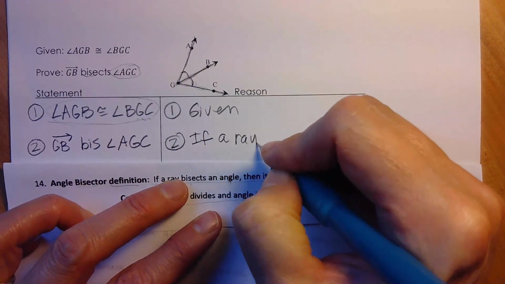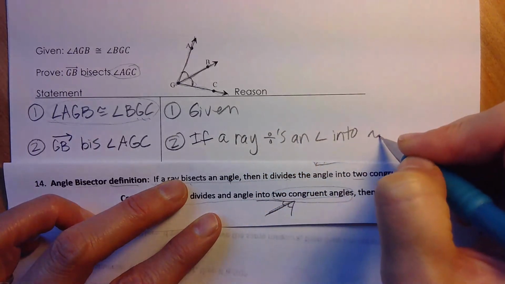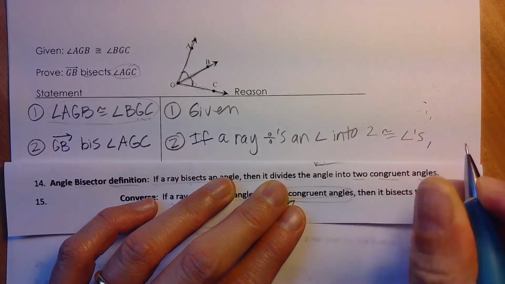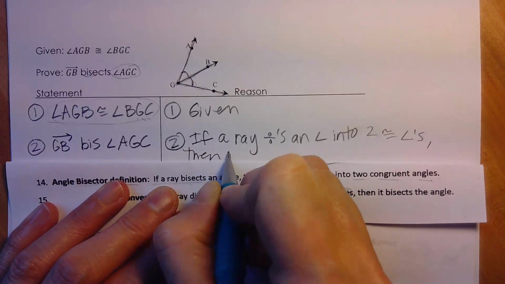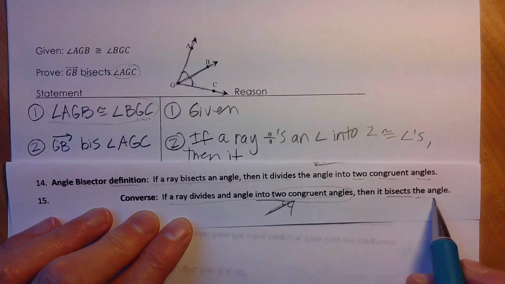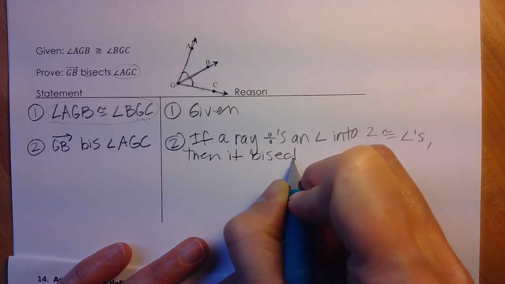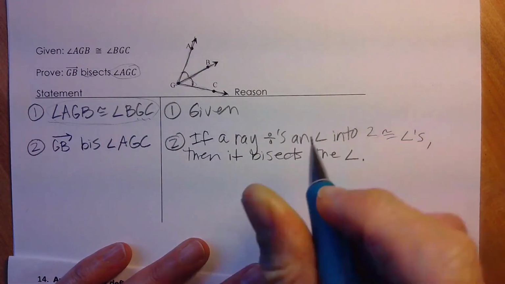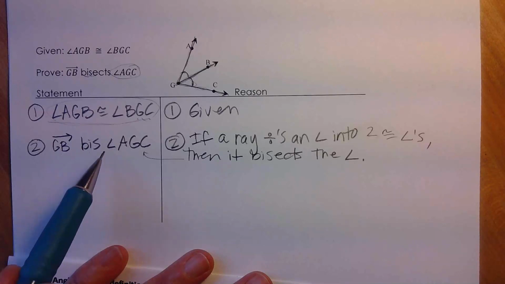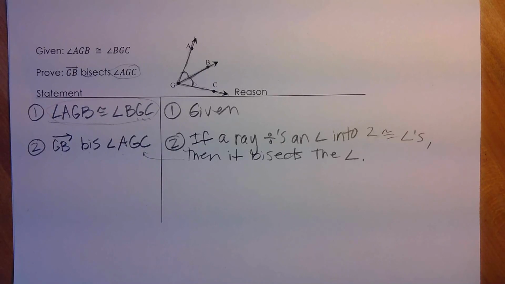If a ray divides an angle into two congruent angles, then it, as in that ray, bisects the angle. And so the then part refers to what is happening here, right? It, as in the ray, bisects the angle. That's exactly what we have stated. Okay, good luck with your two-column proofs.